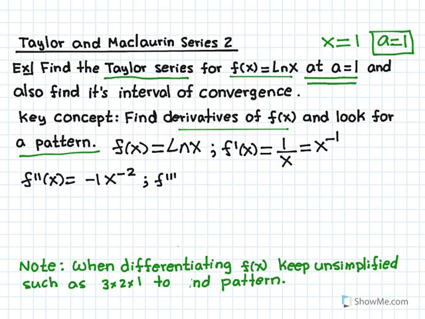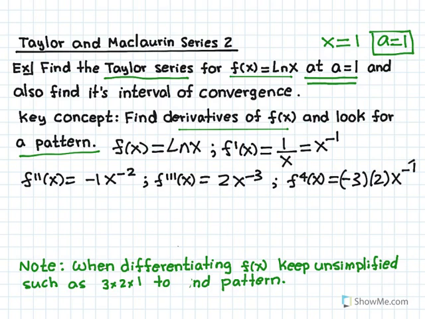The third derivative, f triple prime of x. We get minus 1 times minus 2. We get plus 2, x to the power of minus 3. Now let's find the fourth derivative, f4 of x. We get minus 3 times 2, x to the power of minus 4. Notice we don't write this as minus 6 because we're looking for a pattern. So now let's look at the fifth derivative, f5 of x. That's going to be minus 4 times minus 3. The negatives cancel out. So we get 4 times 3 times 2, x to the power of minus 5.